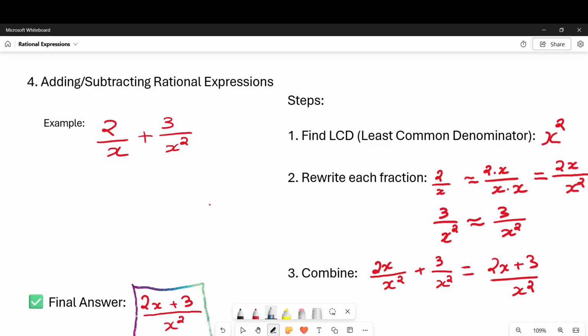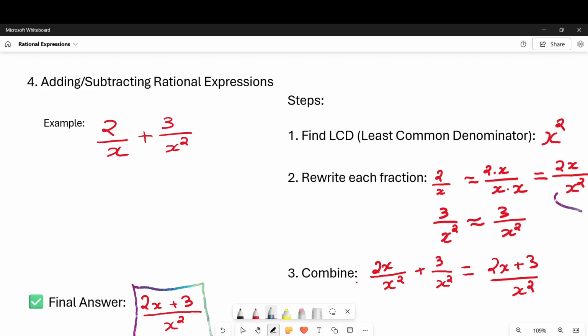So what we do is rewrite each fraction. How can we make 2 by x have x squared as the denominator? Just multiply by x in both numerator and denominator. So 2 times x in the numerator, and we multiply the same x in the denominator also. So we get 2x by x squared. Then the next one, 3 by x squared. Here there is nothing to do because we already have x squared in the denominator. So write 3 by x squared as it is.